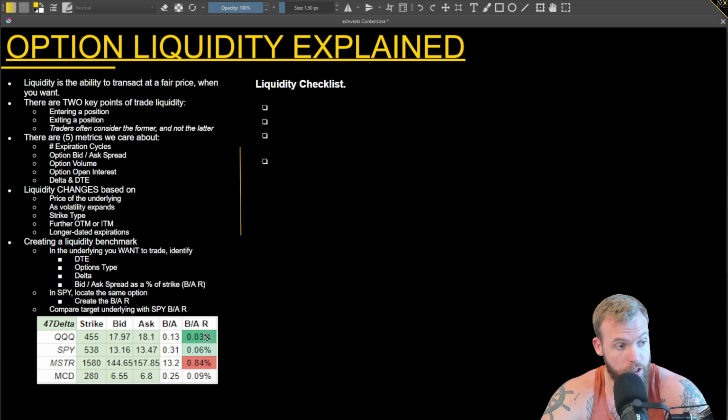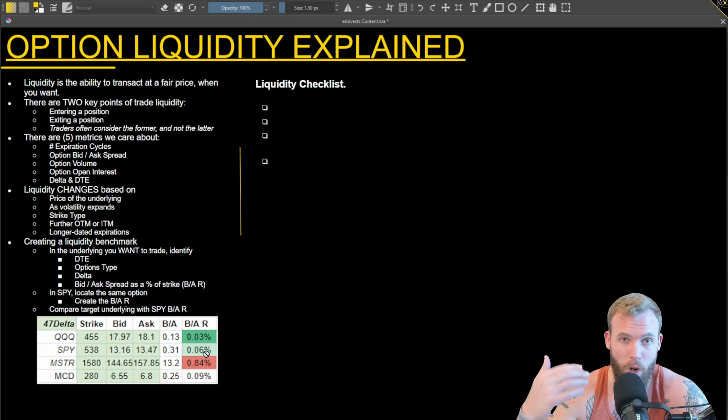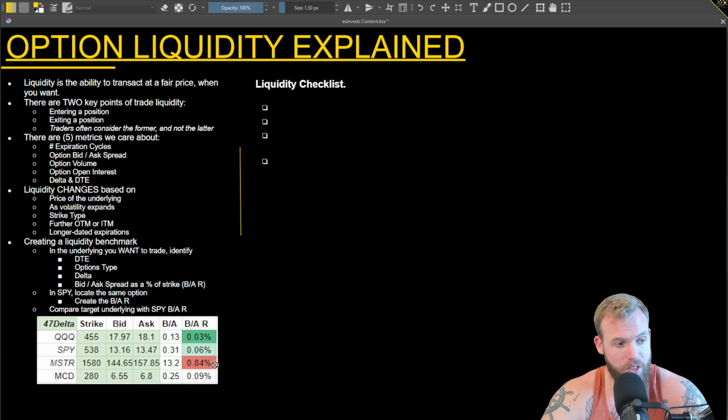So in this case, we can see QQQ is actually even more liquid than SPY. And we can see that MCD is pretty liquid. And we can see on a relative basis, MSTR is not super liquid. Now, you'll get a feel for what actually is liquid and isn't. But in this case, something that's less than 1% of bid-ask spread, I'm not super concerned about it.